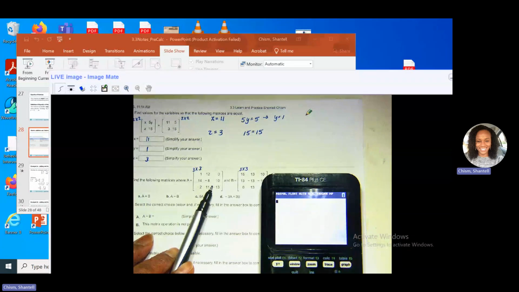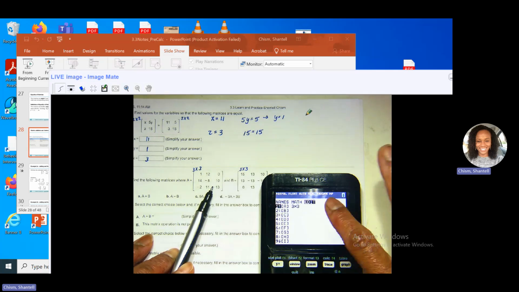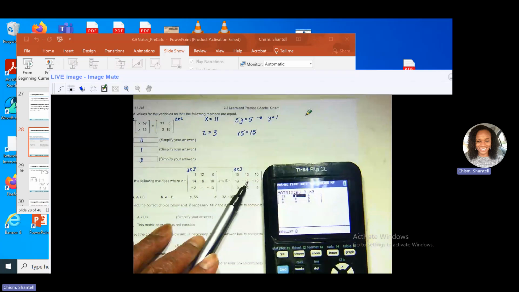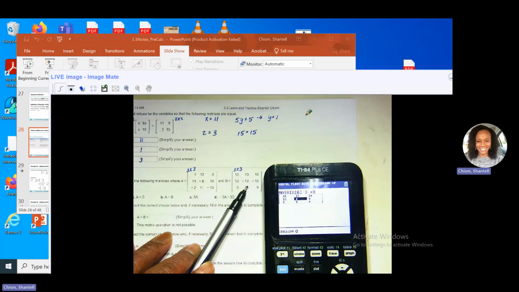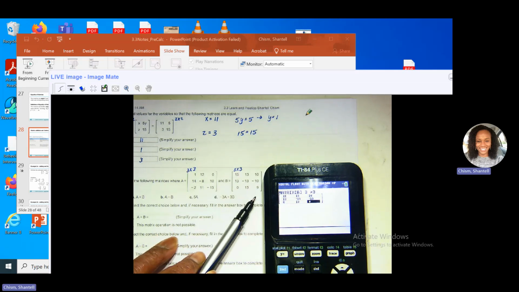Let's go second quit, and let's go back to it again. And I'm going to edit B. I go down to B and then over to edit. Well, actually, I should have gone over to edit and then down to B. And B is also a 3 by 3. 3, enter, 3, enter. And so that's 15 going across, 13, 10, 13, -13, -10. Last row here, 0, 13, 9. Okay?